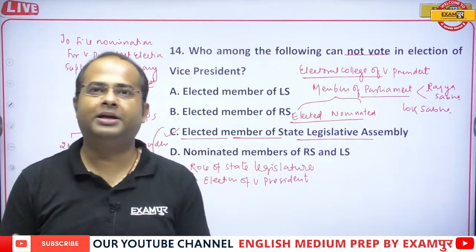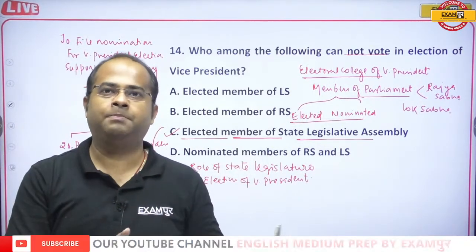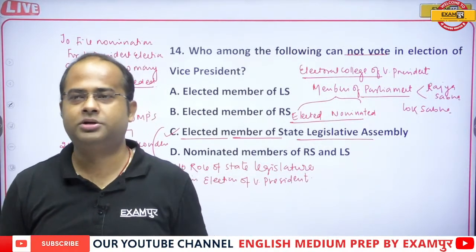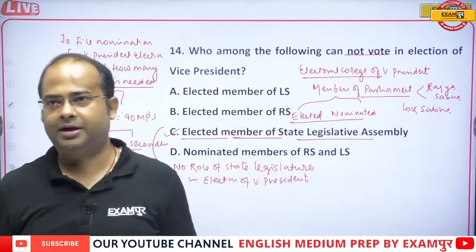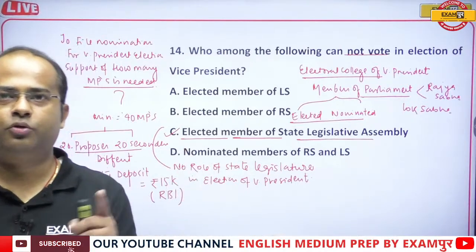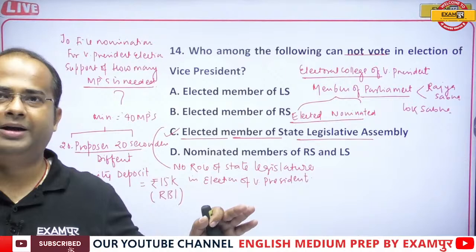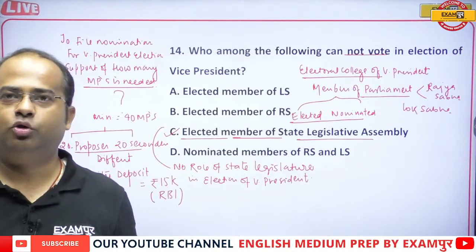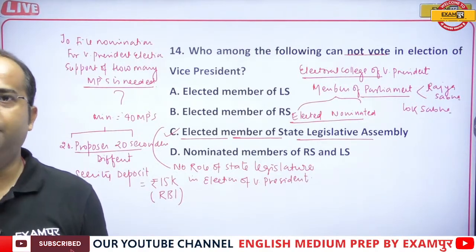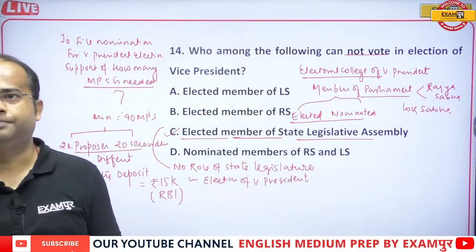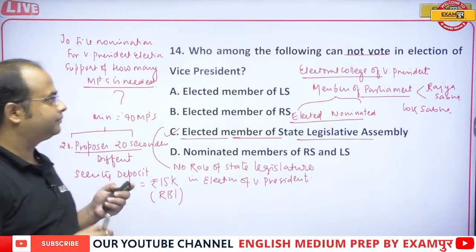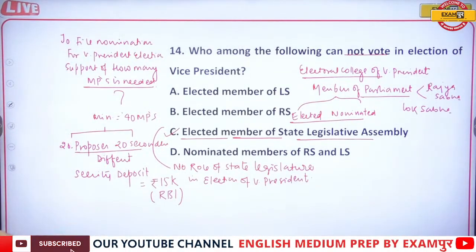So this is the simple way to understand what proposer and seconder are. Ones who forward your name are called proposers, and ones who back your name are called seconders. I hope, Vijay, it is clear what a proposer is and what a seconder is. Minimum 20 proposers, minimum 20 seconders, and both should be different. It will not be the case that those who propose your name will back your name also. So both should be different. I hope, my dear, it is clear to all of you. Always keep in mind that both should be different.